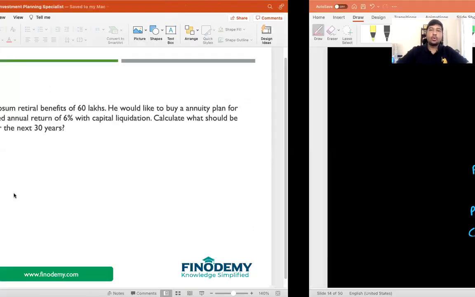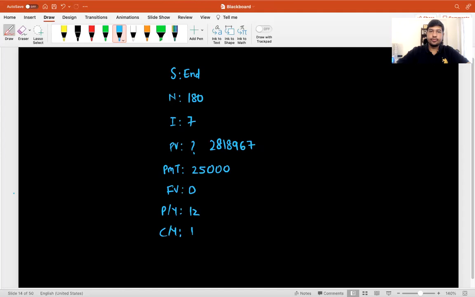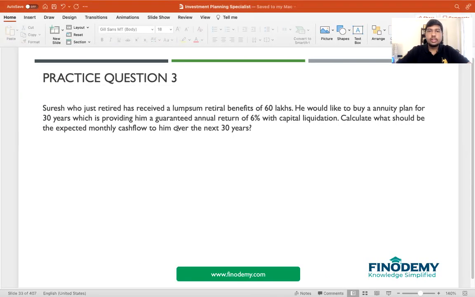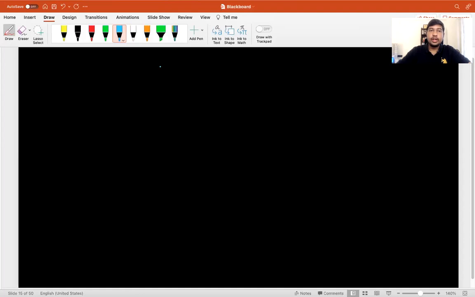Okay, let's see what should be the inputs. Since cash flows are required, calculate what should be the cash flow to him, capital liquidation. Assuming that here it's not mentioned whether the cash flows are required at the beginning or the end, in this case, usually it should be considered as beginning. So set is begin. N will be the number of cash flows.